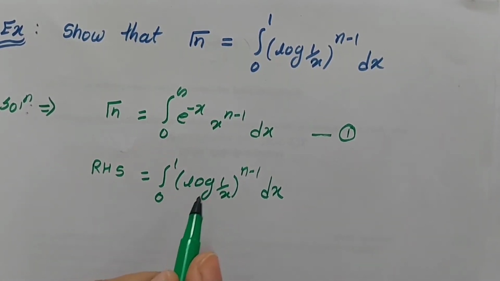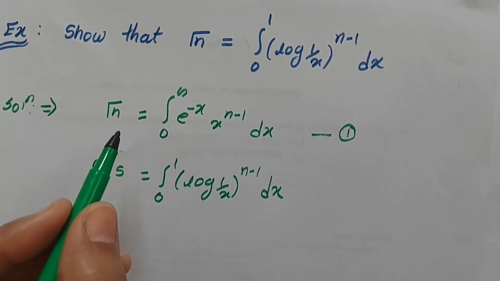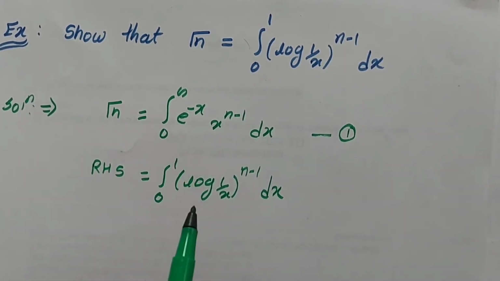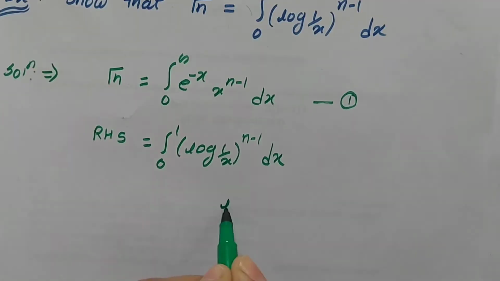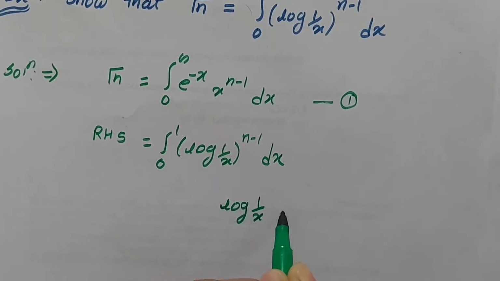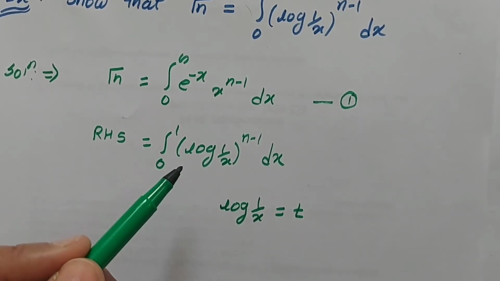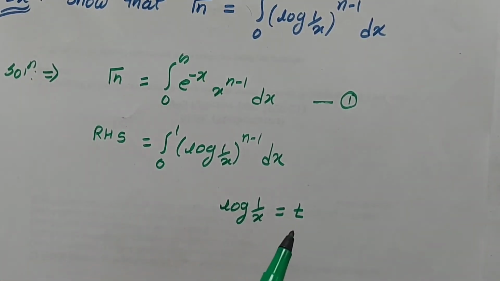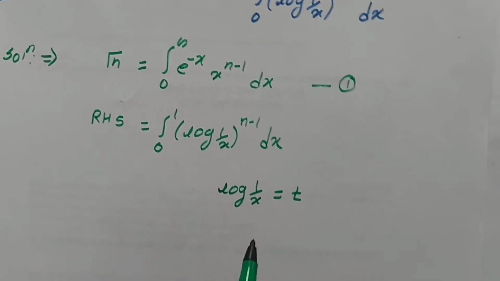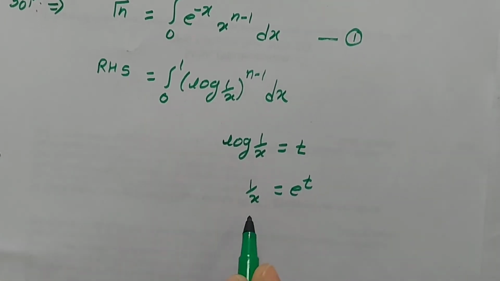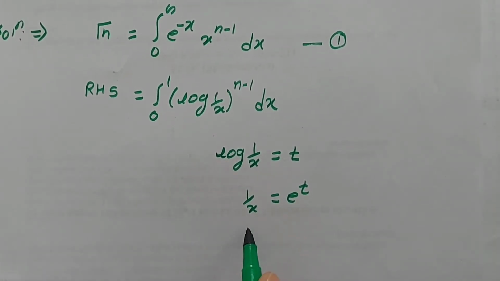Now here, the right hand side we have to convert into the definition of gamma function. For that we require e raised to the power minus x, and here it contains log of 1 by x. So we take log of 1 by x equals t, because for the proof we want e raised to the power minus x. If we take log of 1 by x equals t, then by taking antilog we get 1 by x equals e raised to the power t. Therefore x equals e raised to the power minus t.